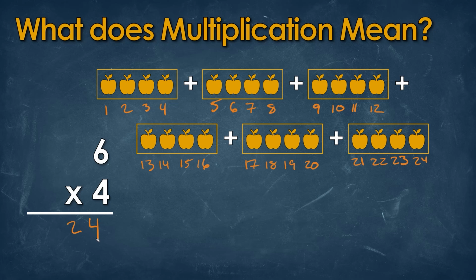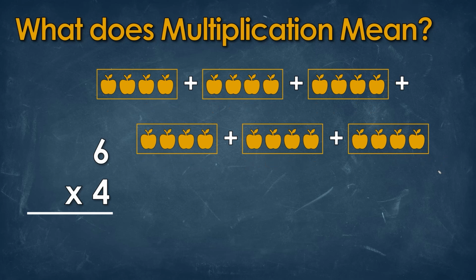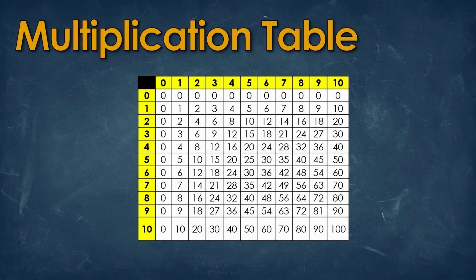Now, as you saw, we had to count to 24. 24 is a really big number. That takes a lot of time. You know, what happens if we have 100 apples? So a way to do multiplication in a simpler and easier way is to use something called the multiplication table.